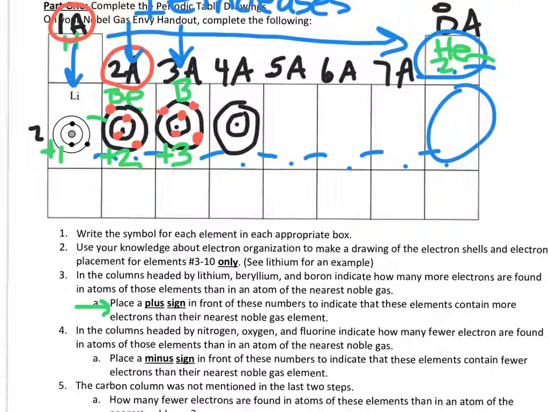All right, now let's take a look at number 4. It says in the columns headed by nitrogen, oxygen, and fluorine. Okay, so that's these guys, groups 5, 6, and 7. You're going to indicate how many fewer electrons are found in atoms of these elements than in the atom of the nearest noble gas. And remember, the nearest noble gas for these guys is forward on the periodic table.